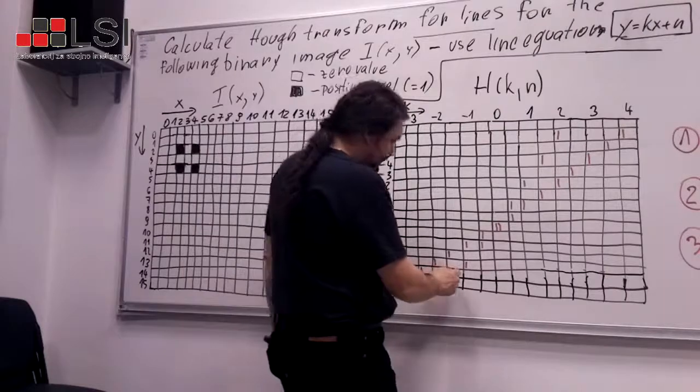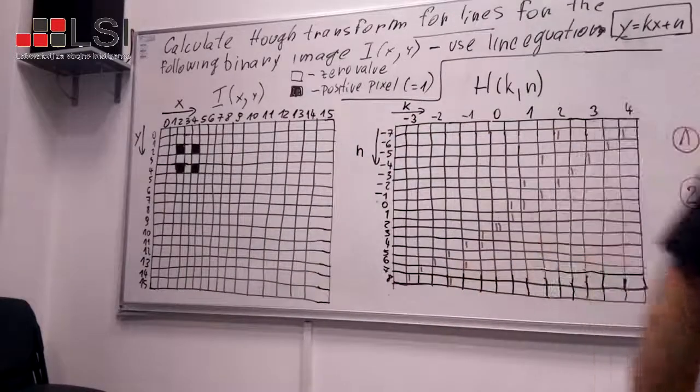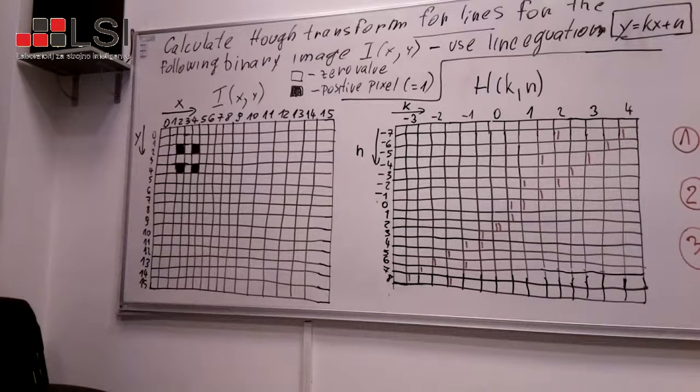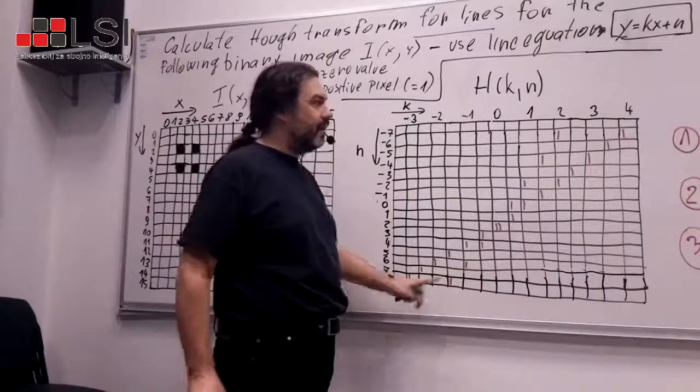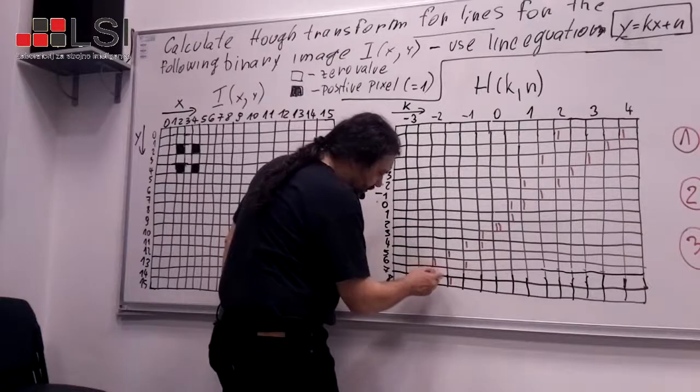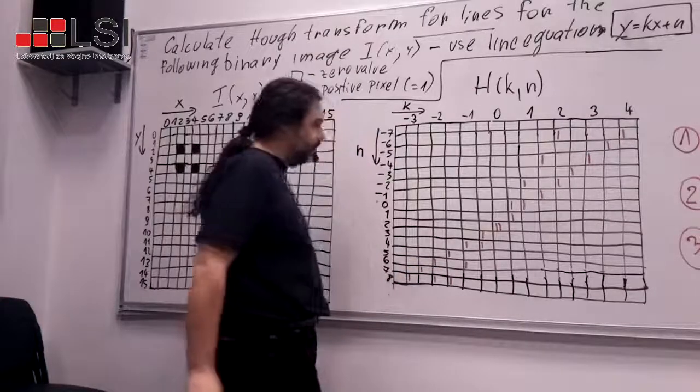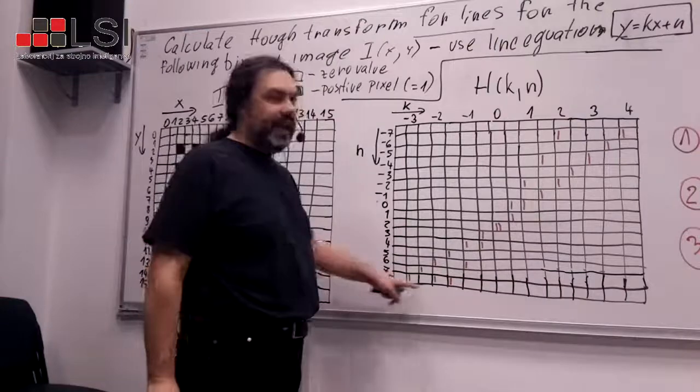Again, I'll just make sure I computed this correctly. 4 minus 2 times minus 2. It's 8. Oh, yeah, I did it correctly. Okay, so at minus 2 we don't have anything yet, and here goes our first vote of voter number 3. So minus 2 yields n of 8.